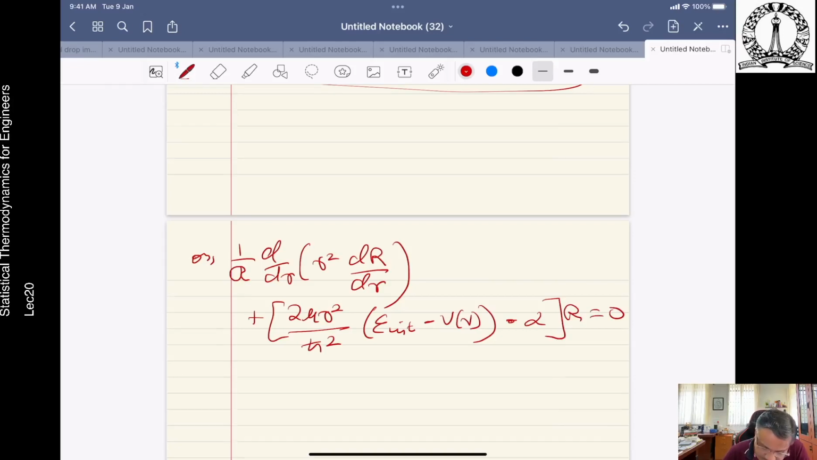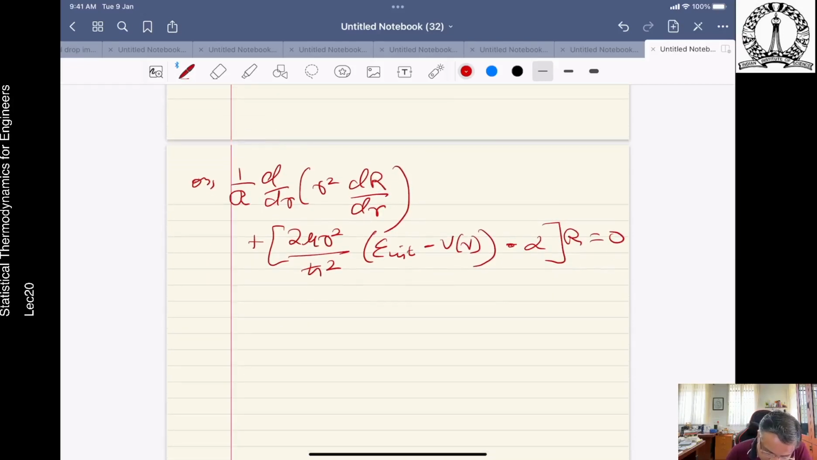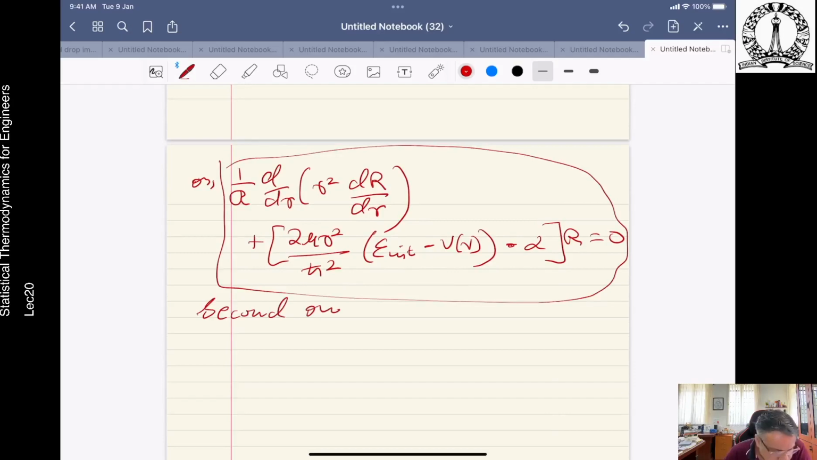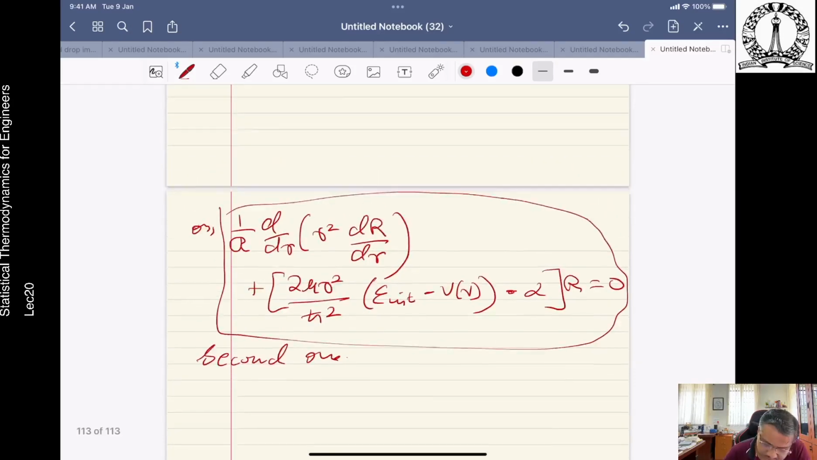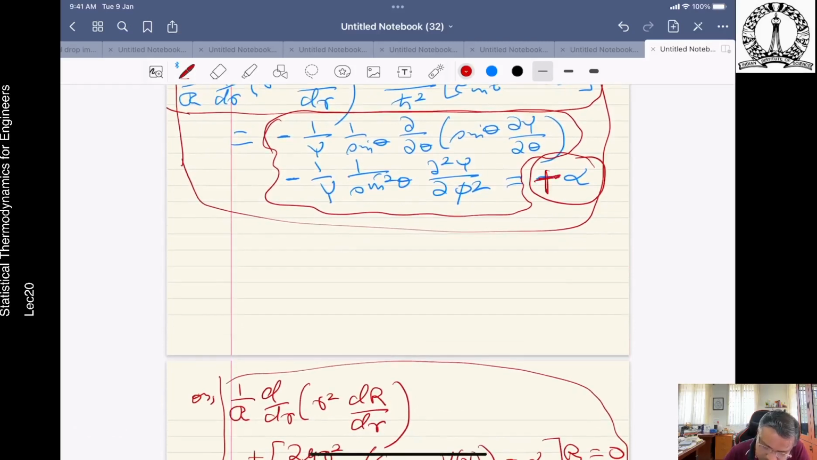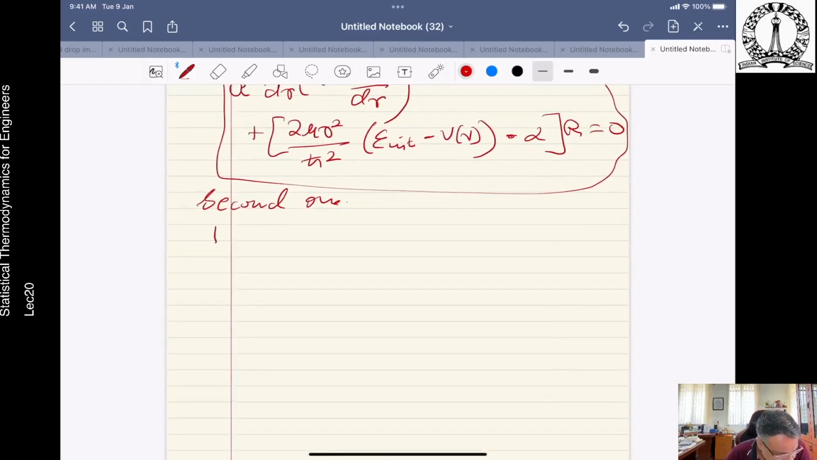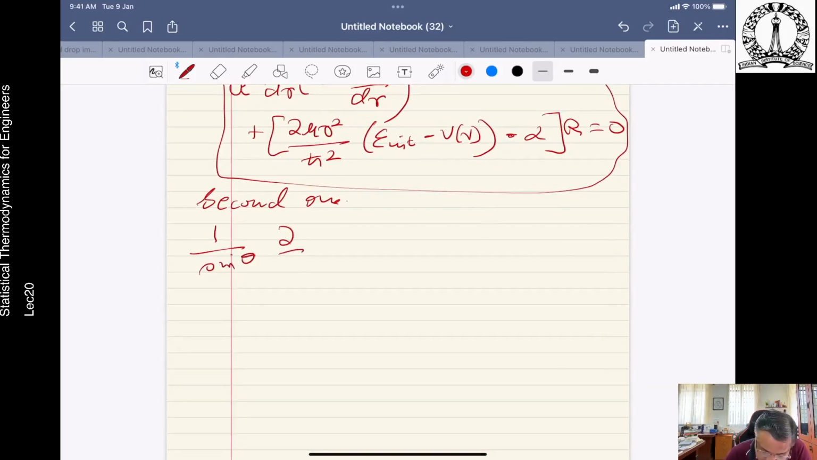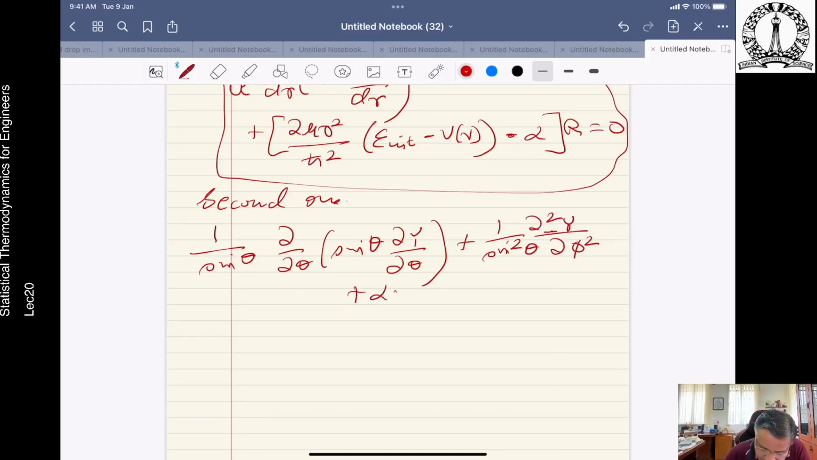Okay, and the other one, so this is one. Second one. Okay, so let's write it as plus alpha. We'll come to that why it is. Second one is 1 over sine theta d by d theta sine theta dY by d theta plus 1 over sine squared theta d square Y over d phi square plus alpha Y is equal to 0. Second one.